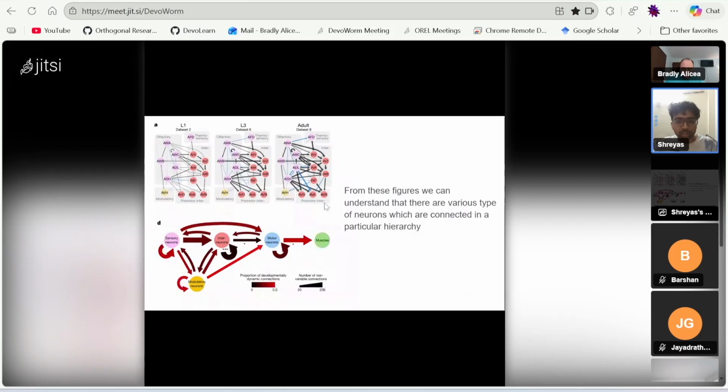So this is something which is interesting. From this figure, we can understand that there are various types of neurons which are connected in a particular hierarchy, right? So the hierarchy goes like that.